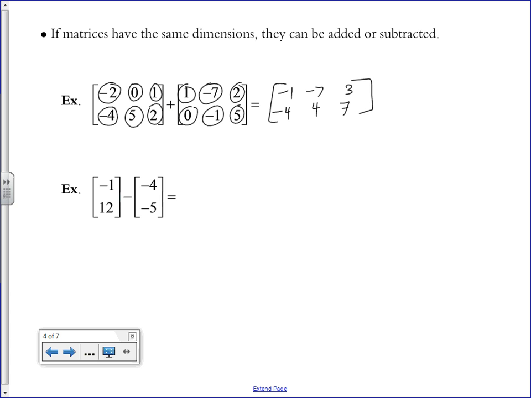This next example we're subtracting, it works the same way. They're both a 2 by 1 matrix, which means my answer will be a 2 by 1 matrix. -1 minus -4, which is like adding, and 12 minus -5, which is like adding. So our final result is a 2 by 1 matrix.